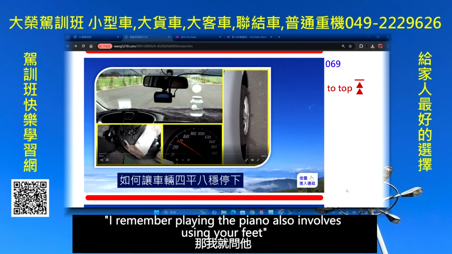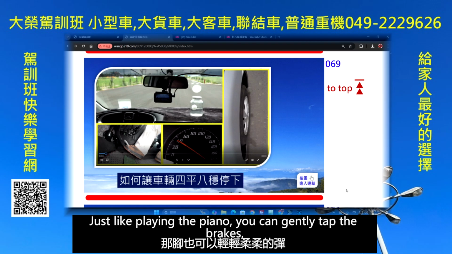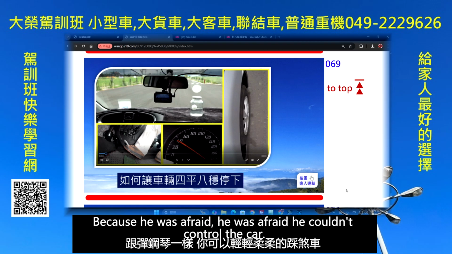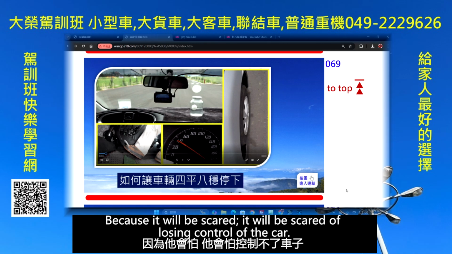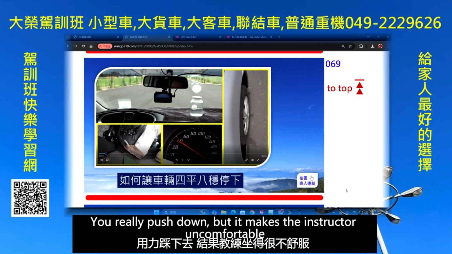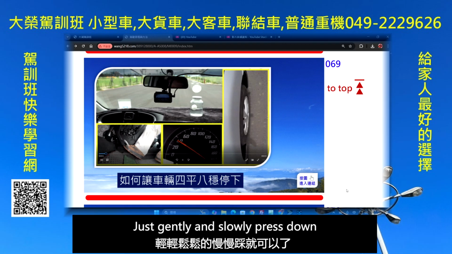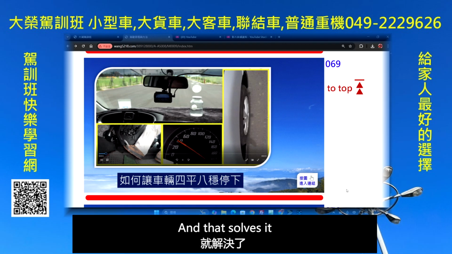"I remember playing the piano also involves using your feet, and that you can gently press with your feet, right? Just like playing the piano, you can gently tap the brakes, not press too hard." Because he was afraid he couldn't control the car, he would really push down on the brakes, but it makes the instructor uncomfortable. So later I told him, it's like playing the piano. Just gently and slowly press down, and that solves it.